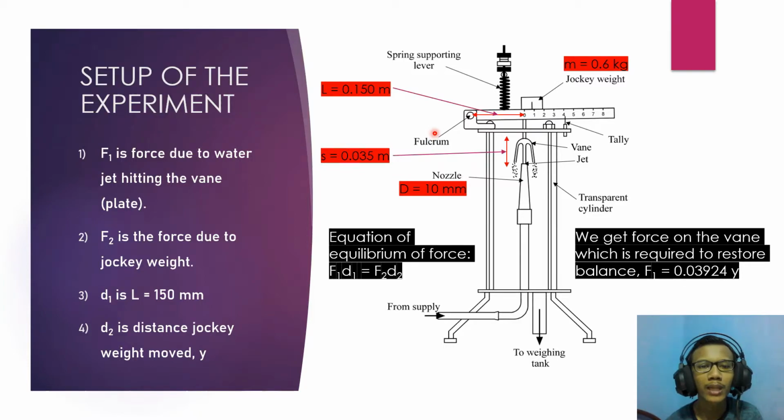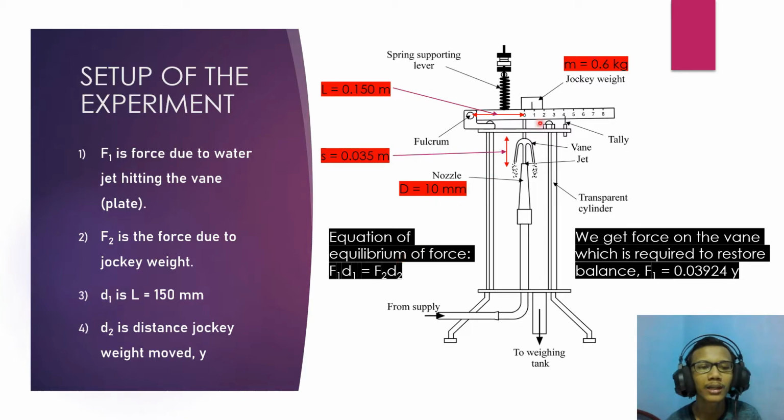Okay, so from there we can calculate the force on the vane, which is F1. To do that, we can use the equation of equilibrium of force: F1 d1 equals F2 d2. F1 is the force due to the water jet hitting the vane that we want to calculate. D1 is L, which equals 0.150 meter.